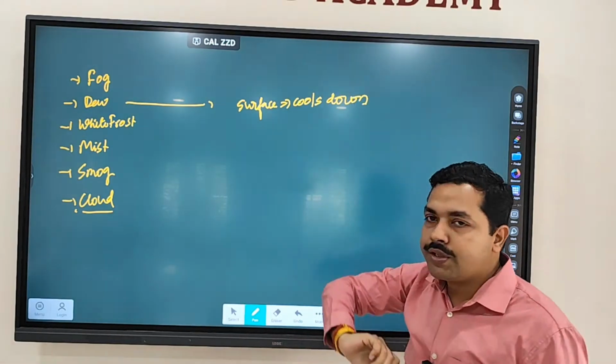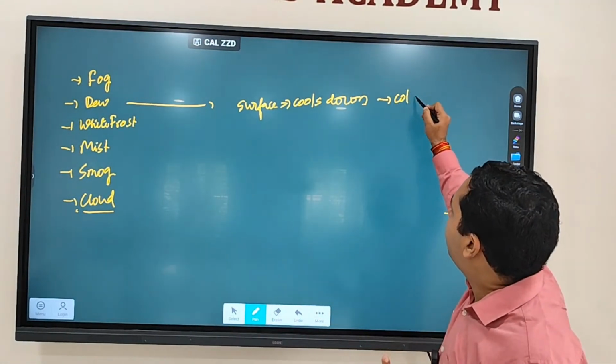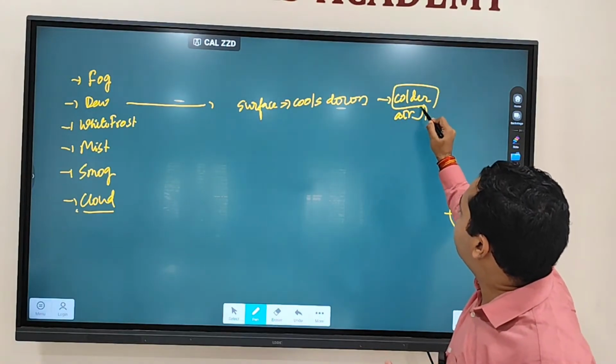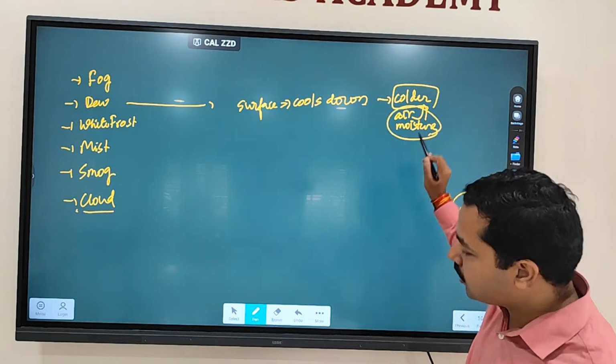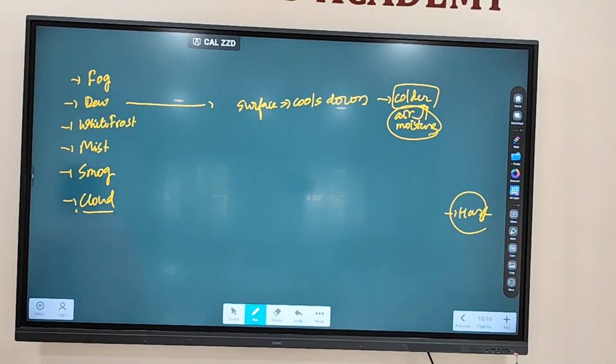Any surface which sufficiently cools down means it is much colder, and air comes in contact with this colder surface. Air containing moisture comes in contact with the colder surface. That is when you are going to encounter the dew.